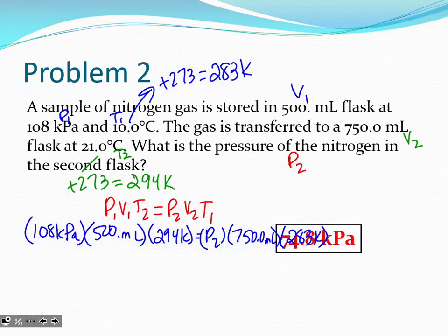Of course, it's in my here. So it is 74.8 kPa. Did you get that? Yes. Good. All right.